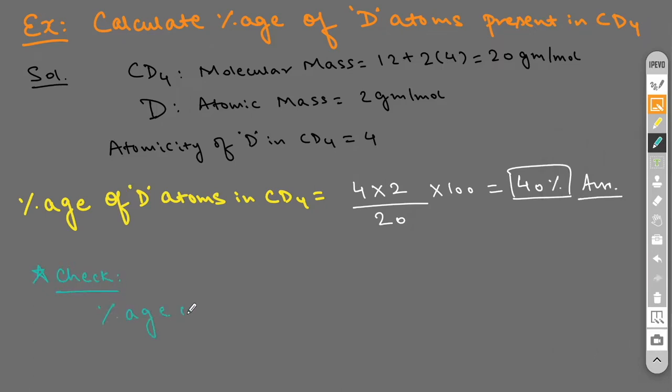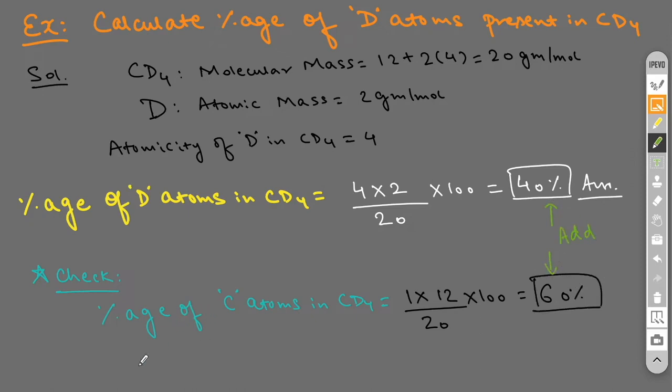This compound CD4 is composed of carbon and deuterium atoms. We'll calculate the percentage of C atoms in CD4, which is equal to atomicity 1 multiplied by atomic mass 12, divided by the molecular mass of the compound 20, multiplied by 100. It came out to be 60%. Now adding the percentage of D and the percentage of C in CD4, it is 40% plus 60%. The summation is 100%, which means our answer is correct. Right, now we'll solve another problem.